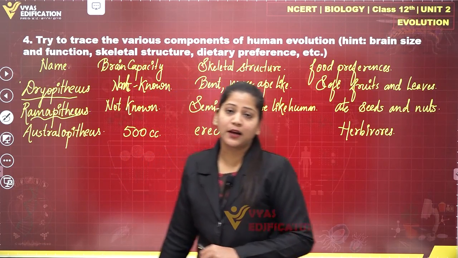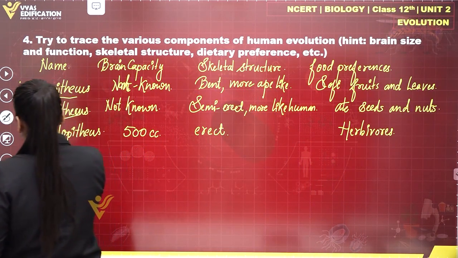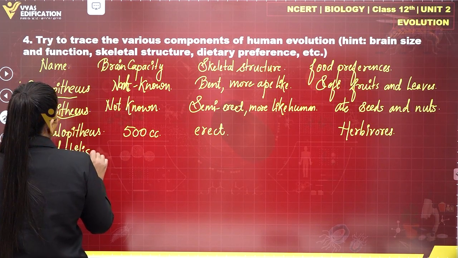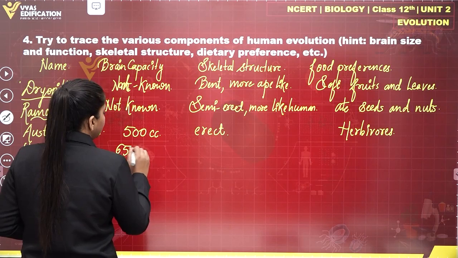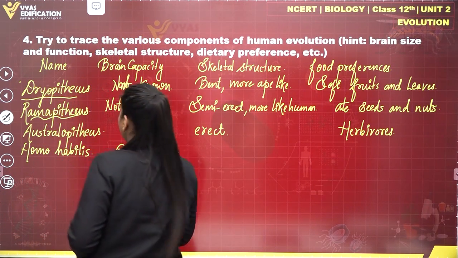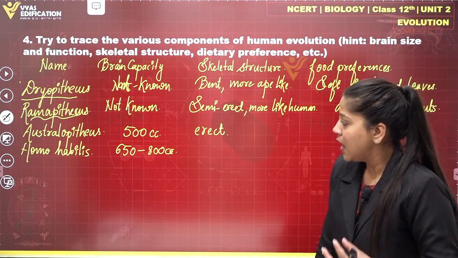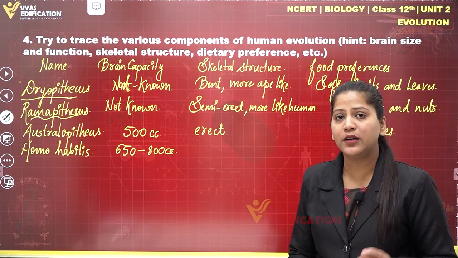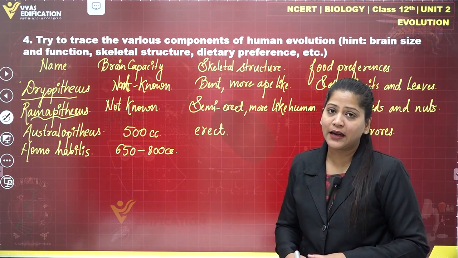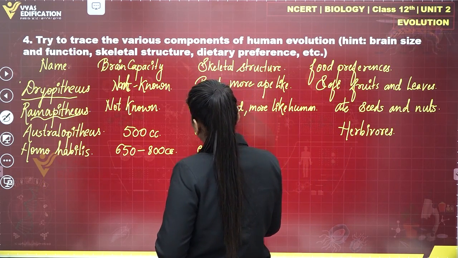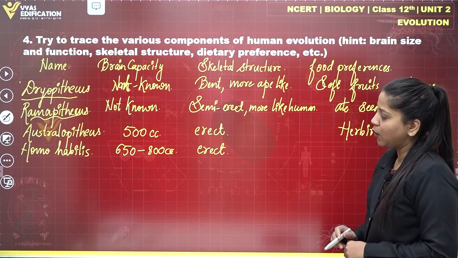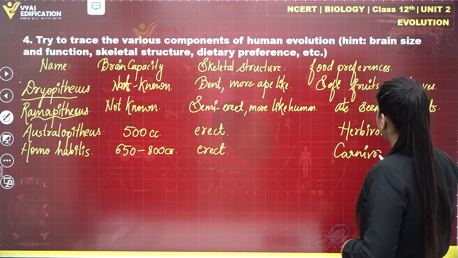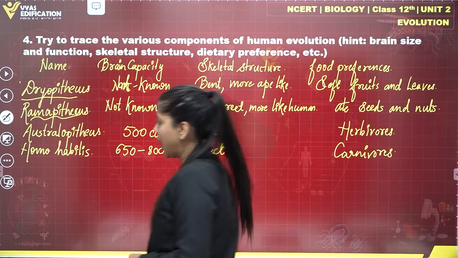Now, after Australopithecus, who evolved? Homo habilis evolved, who had 650 to 800 cc of brain capacity. And if you talk about the posture or skeletal structure of them, they were found to be erect, right? They were also erect. Now, if you talk about the food preferences of Homo habilis, they were found to be carnivores.